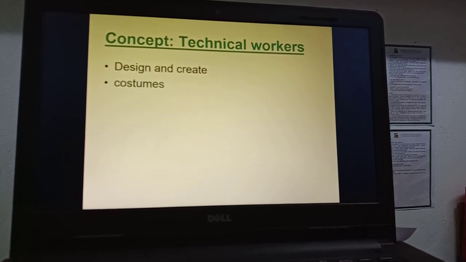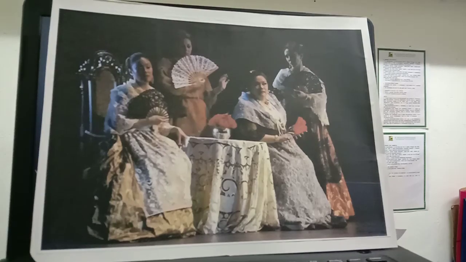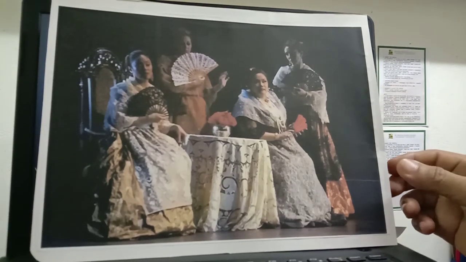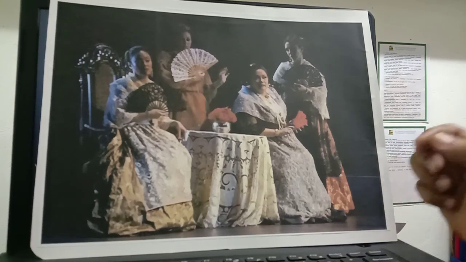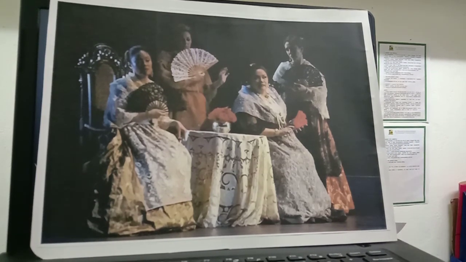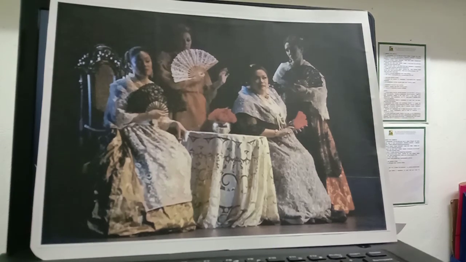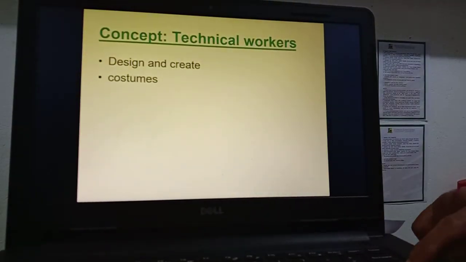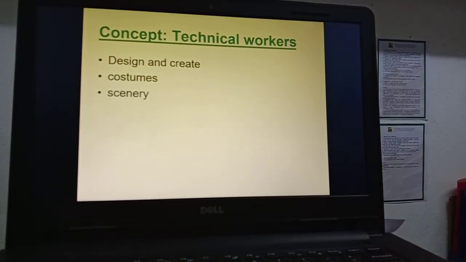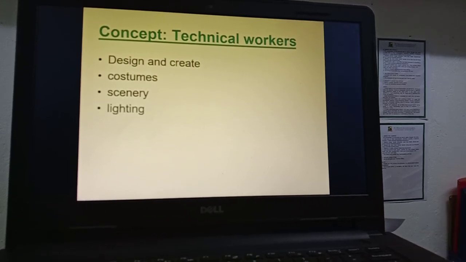One, the costume. The costume plays an important role in a drama because of the costume plus your characterization. Mas lalong nagpapaigting sa karakter na dinadala. You have also the scenery. So, the lighting.